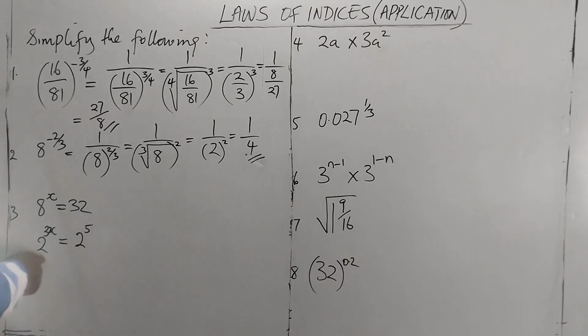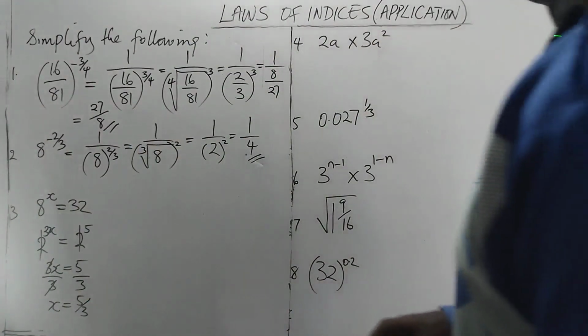And then once the two numbers are the same, you now work with their powers. 3x equals 5. And dividing both sides by 3, x equals 5 over 3 as your answer.